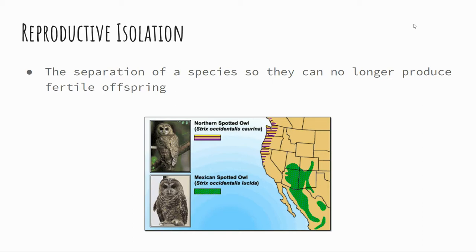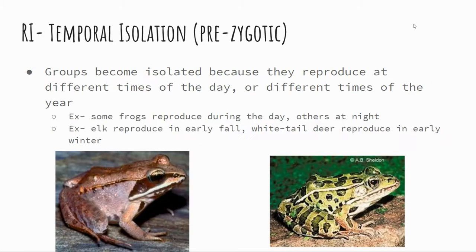Maybe it's a different type or different time that these organisms hunt or are active, or the climate in which they are active, the type of environment that they're in. There's a lot of different things. So with reproductive isolation, you can have temporal isolation, which is a form of prezygotic. The groups become isolated because they reproduce at different times of the day or different times of the year.